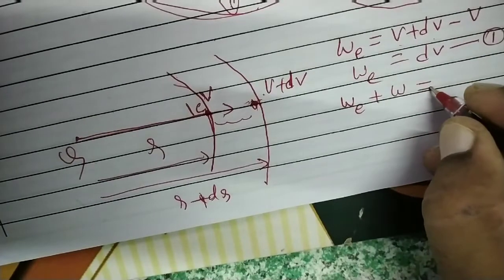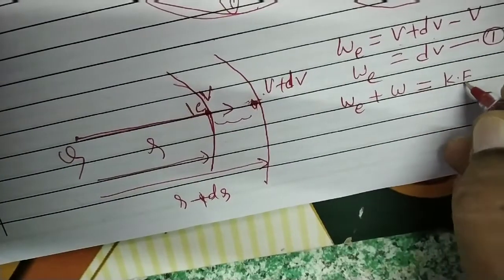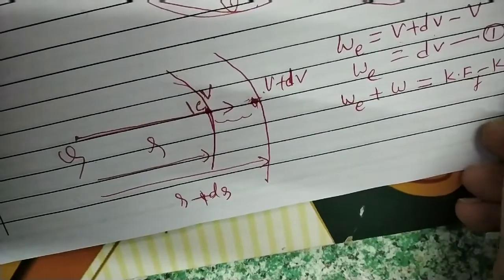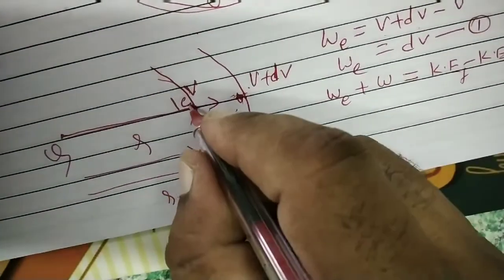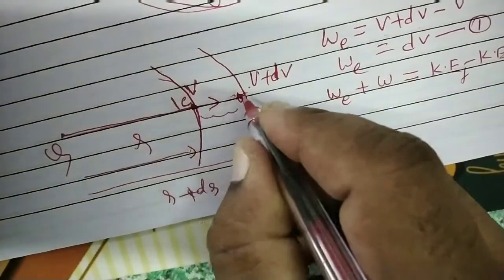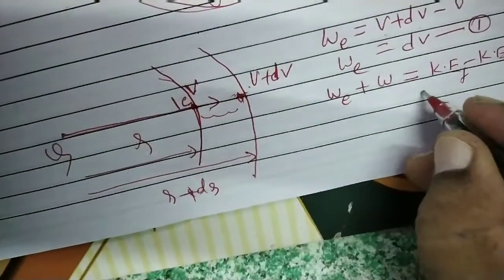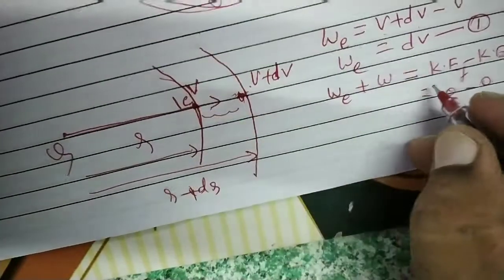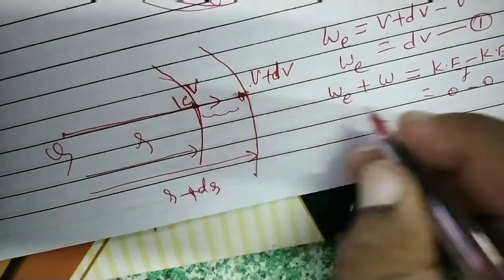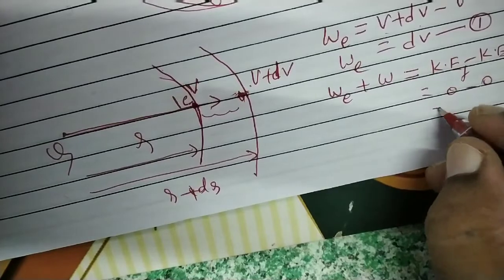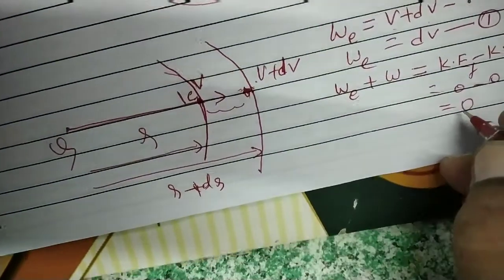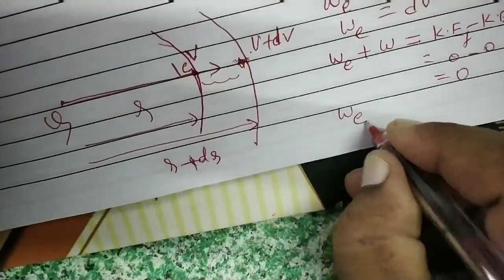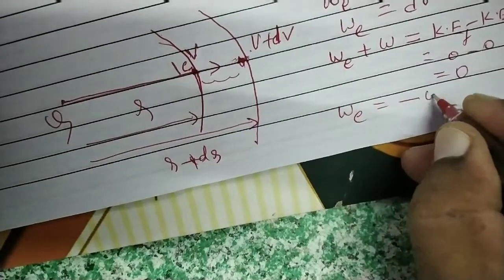But total work done is final KE minus initial KE. But here initially the point charge is at rest. Finally also the point charge comes to rest. That's why it is 0 minus 0. Because when the particle is at rest, kinetic energy is 0. Finally also it comes to rest, meaning KE is 0. So that is why total work done is equal to 0. So from this, the work done by the external agent becomes equal to minus W.